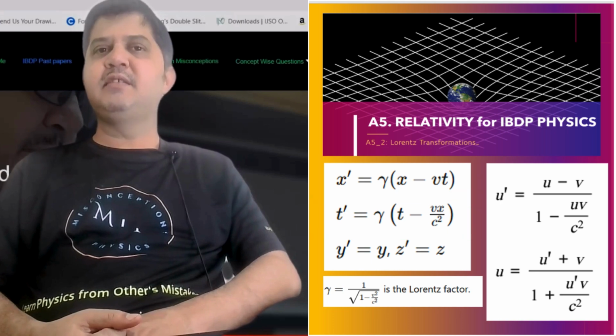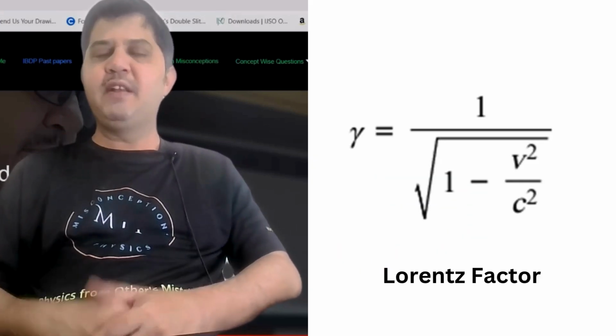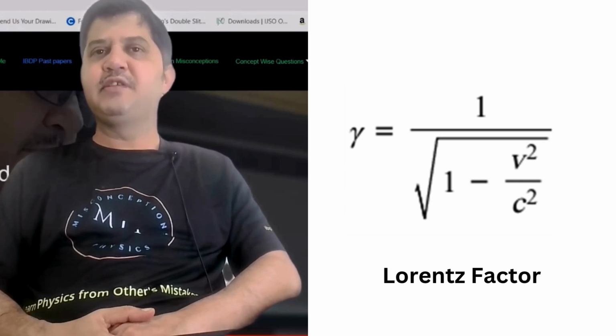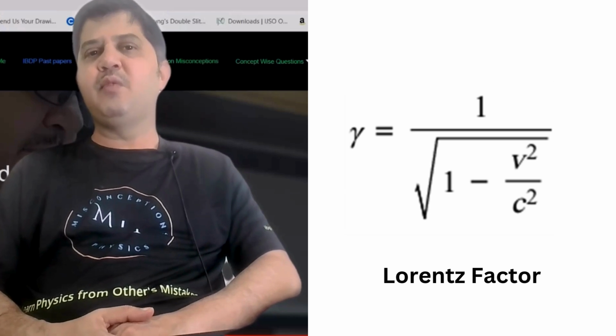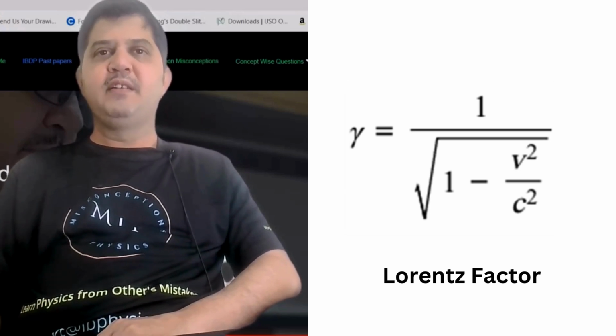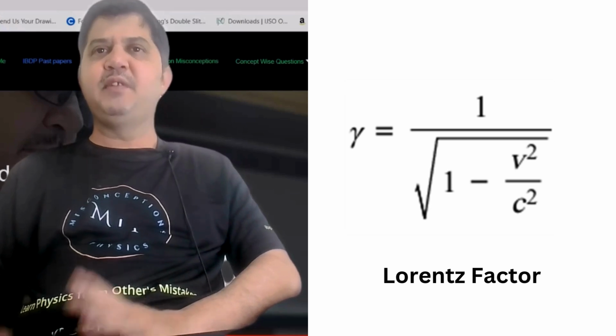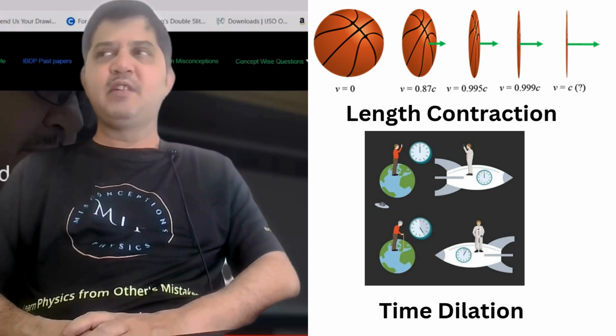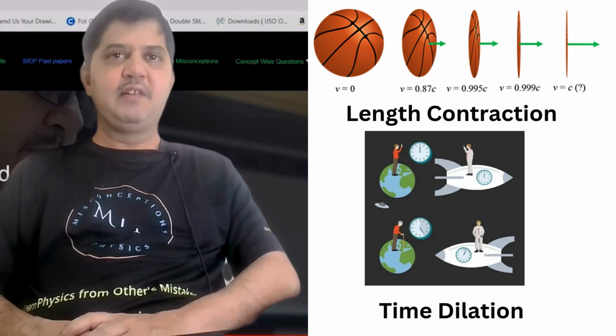And then the values of it were given. Then we defined something called the Lorentz factor, gamma, which is equal to 1 by the square root of 1 minus v squared by c squared. We have seen this also. Next, we looked at length contraction, time dilation, and simultaneity in the previous video, the third video.